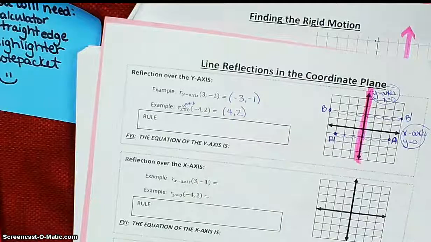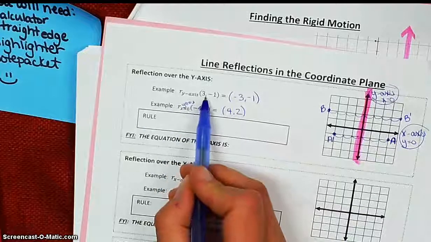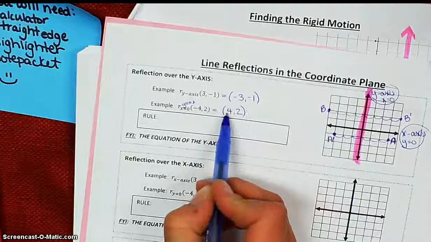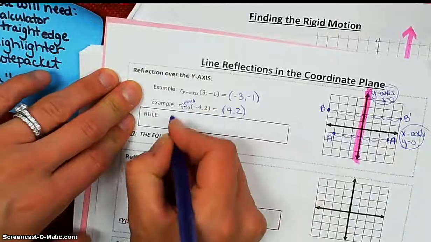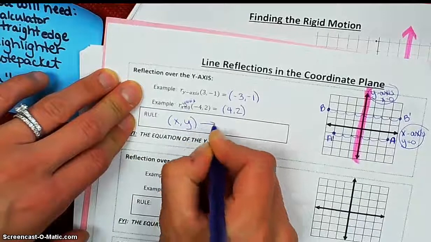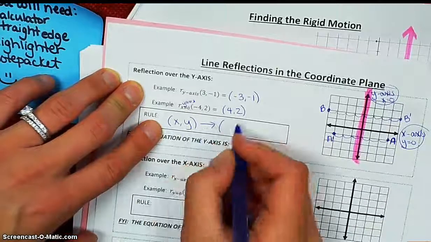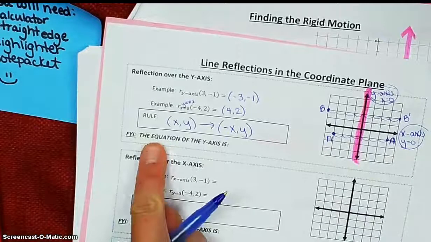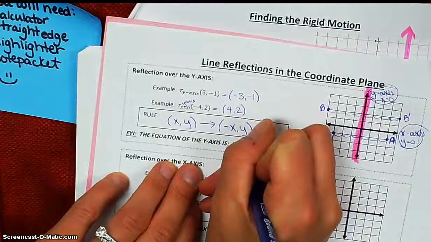But now if you look carefully at your points, we can see exactly what's happening. When you reflect over the y-axis, the y value stays the same, but if you look at your x, we are negating the x value. So the x goes from positive to negative and from negative to positive. So if you are somebody that likes to follow a rule, you can memorize this rule, or you can always use the counting method: x comma y changes to negative x comma y. And just as an FYI, the equation of the y-axis is x equals 0.